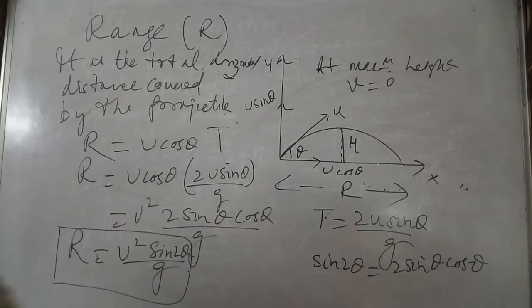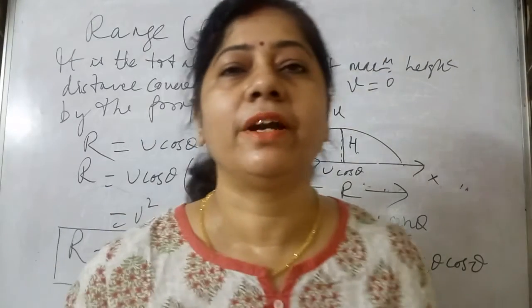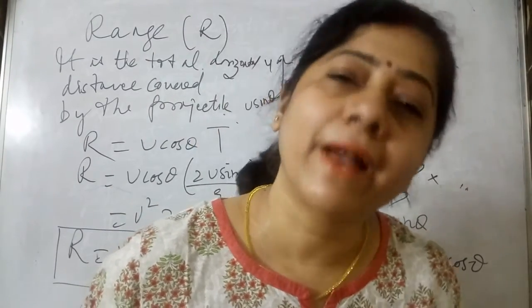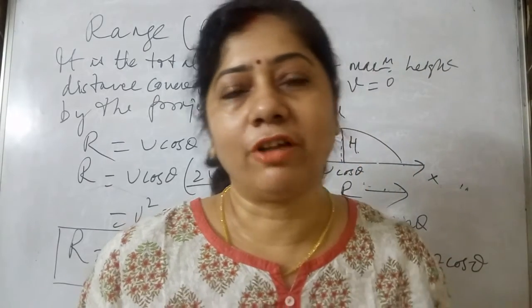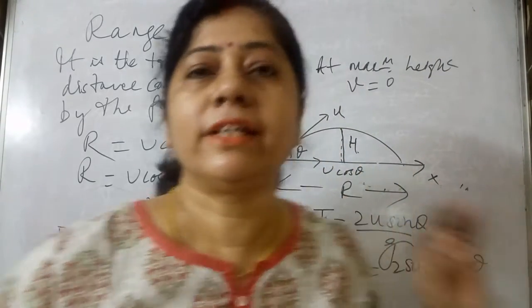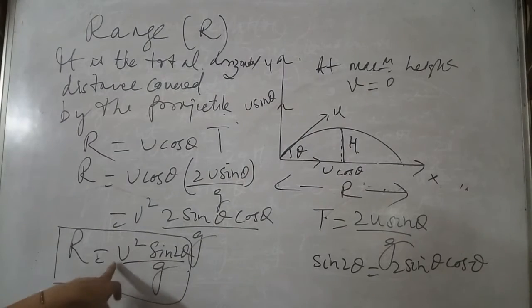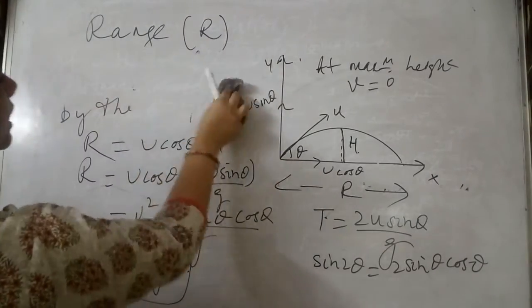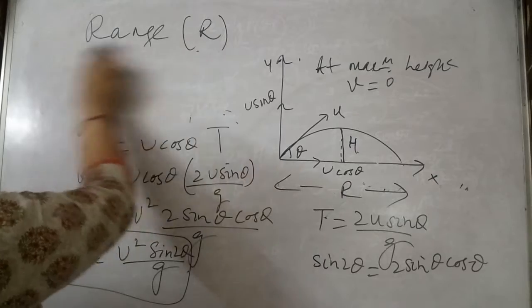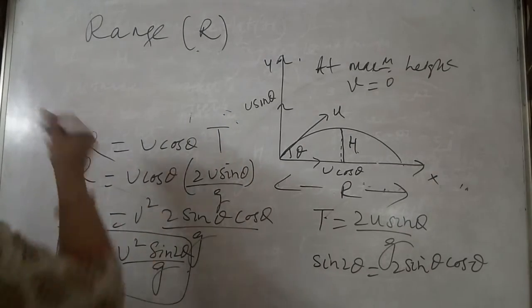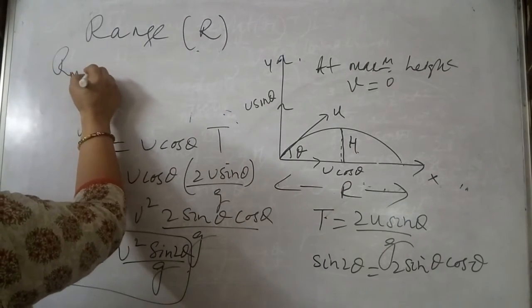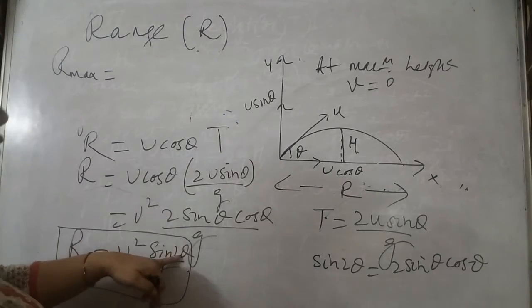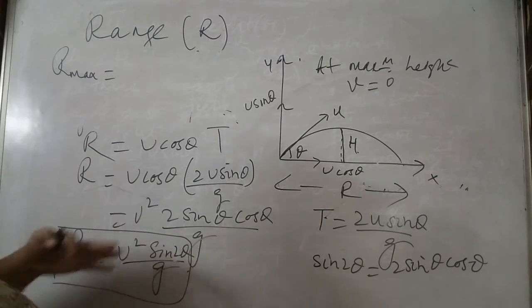And when you are working with this formula, what becomes very important for you to know is the maximum range. You have got the formula R equals u square sine 2 theta by g, and we want to find out the maximum range. So for maximum range, R max, we will have sine 2 theta at its maximum value, which is 1.